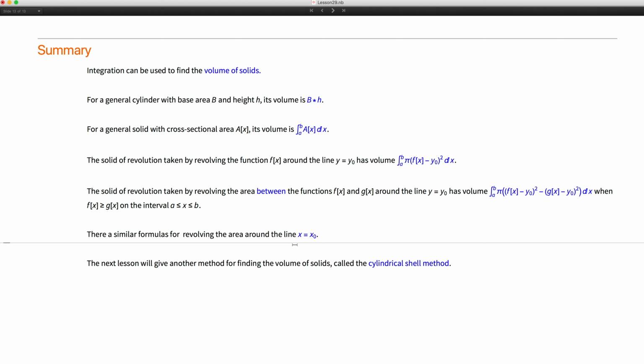So that's the end of this lesson about the volume of solids using the so-called disk method and the washer method. And in the next lesson, we'll talk about another method which is called the cylindrical shell method. That's a little easier in some cases, but that's for next time.